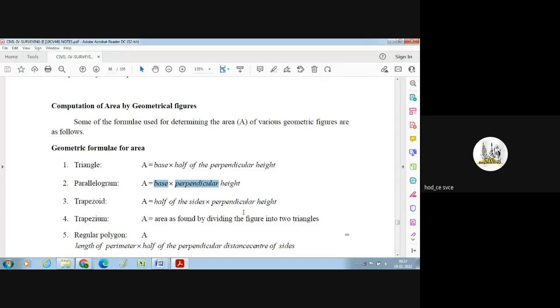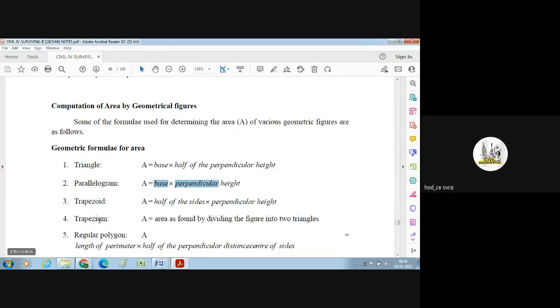Okay. So next, trapezoid. What is the trapezoid formula? Already you have calculated it in your laboratory also. So that is the formula of h by 2 into (a plus b). Here a, b are the opposite sides and h is the height, right? Half the sum of the sides, that means (a plus b) by 2 into height h.